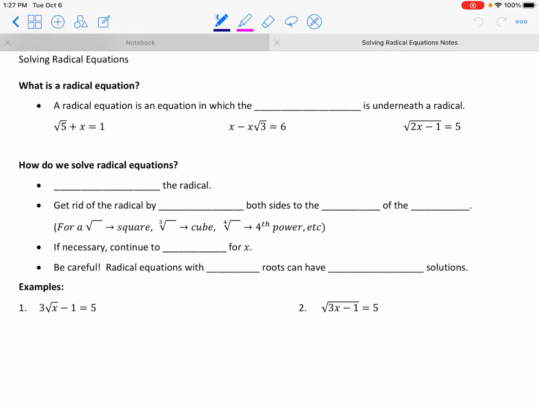Hello and welcome to our lesson on solving radical equations. So we've talked about simplifying expressions, we even have talked about our radical functions, and this would be the last topic in this module, and that's solving equations. So we know the difference.